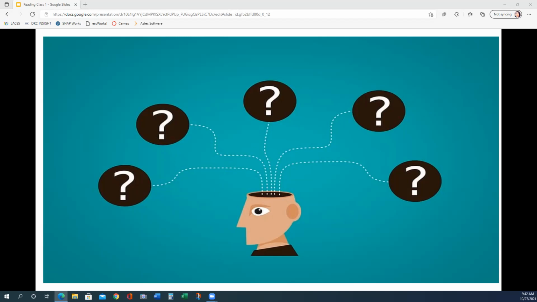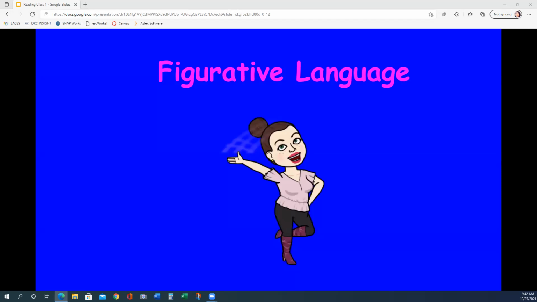Okay, so we're going to move right along to our next subject, which is figurative language. Before I get too far in that, does anybody have a question so far about what I've covered? No. Okay, I know it's a lot to process at first, but the more we work with this, the easier it'll get. So let's talk about figurative language.